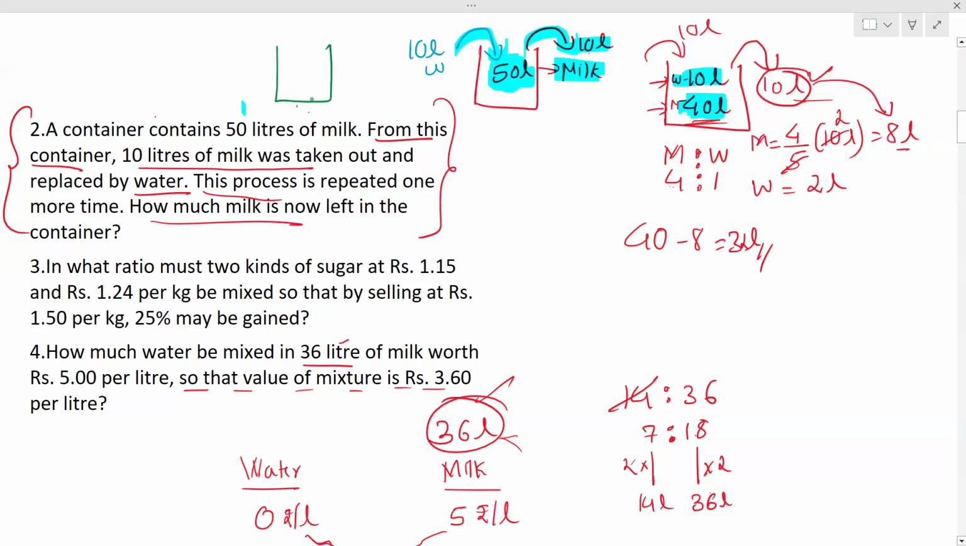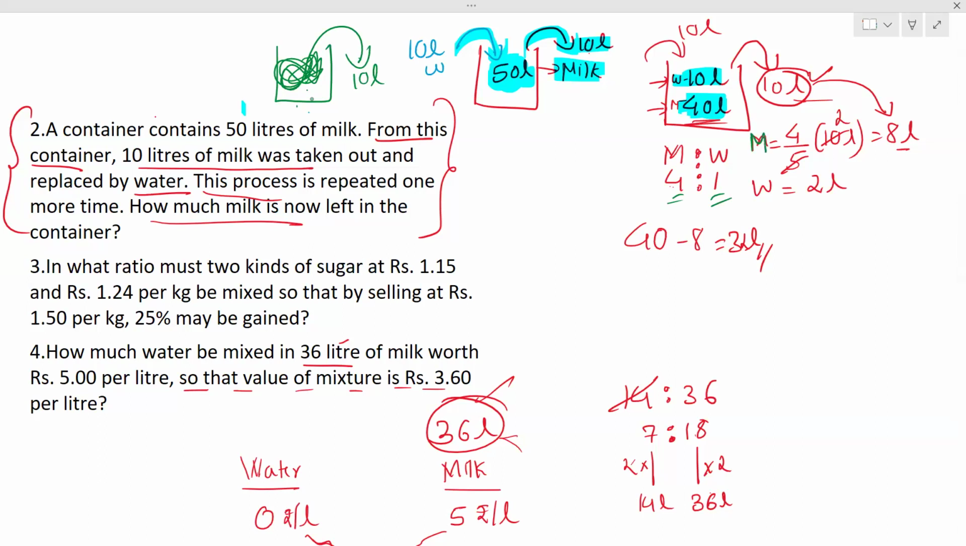Once these two are mixed in a vessel, can they be taken out separately? No. Whatever we draw out now will have a little bit of milk and a little bit of water. In what quantity? They will be divided in the ratio 4 is to 1, because 40 is to 10, meaning 4 is to 1.